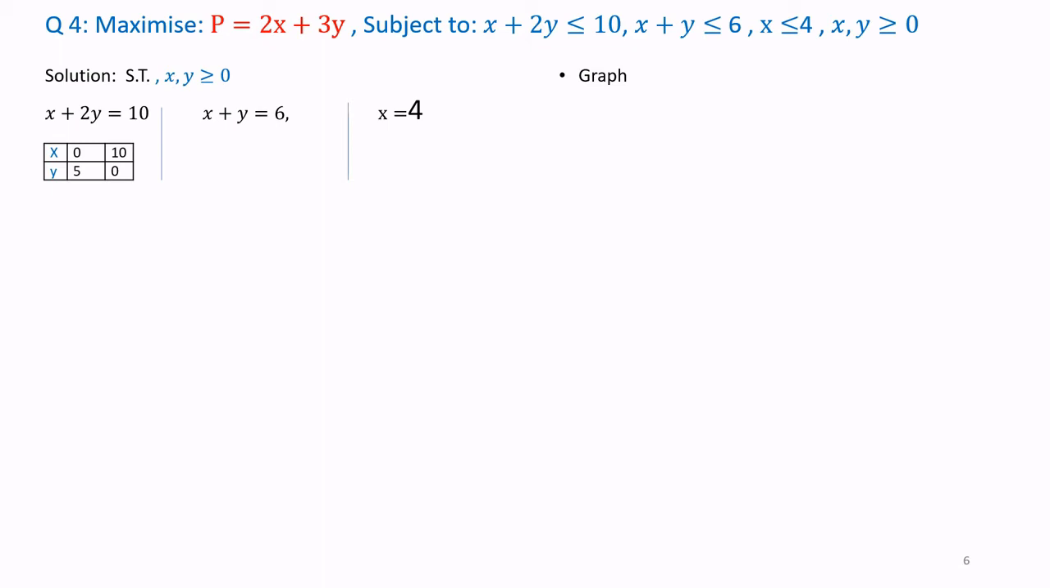For the next constraint equation, x plus y is equal to 6, we will also write a table. When x is equal to 0, y is equal to 6. When y is equal to 0, x is equal to 6. This is written in this table. So x is always equal to 4, so there is no other value.